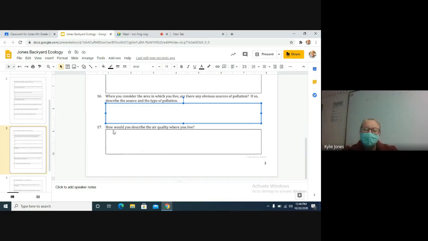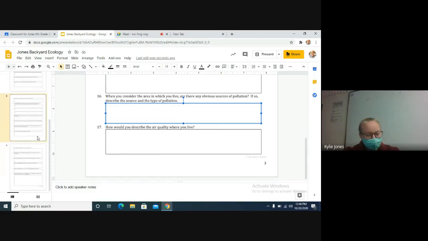Number 17. How would you describe the air quality in Winslow? So when you breathe the air here, is it nice and clean and crisp, or is it kind of pollution filled? What do you think? Okay. And our last page.